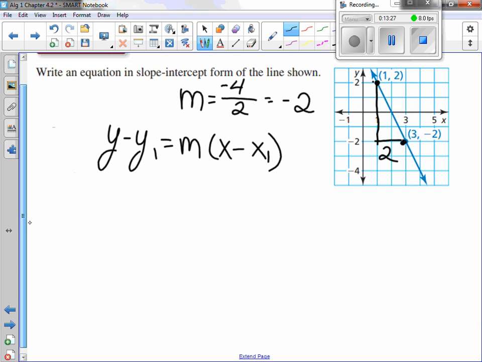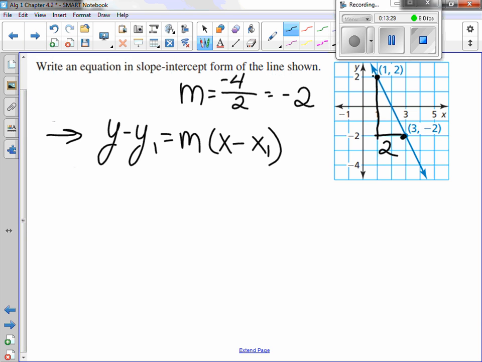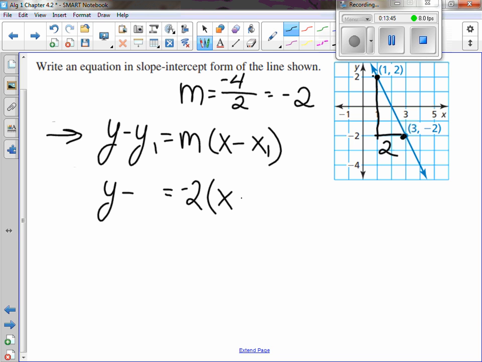So looking at this here, for me to be able to use this equation, I would need a slope and a point. Do I have the slope? Do I have a point? I have 2 points, actually, yes? So what we can do, y minus, I can plug negative 2 in for the slope. Which point do we want to use? Well, it actually doesn't matter. Which point do y'all think would work better? Do we want to use 1, 2, or 3, negative 2? 3, negative 2. We'll use this point here.